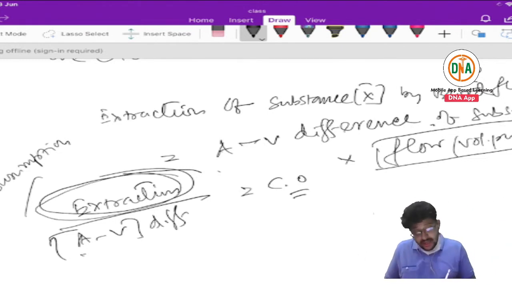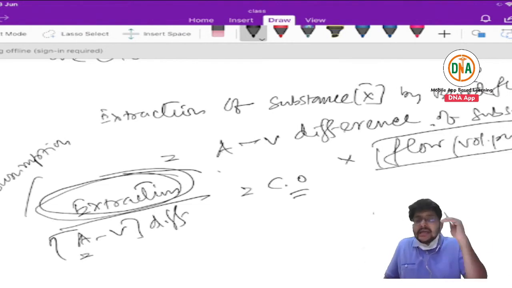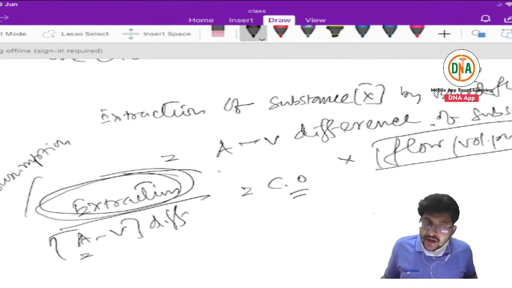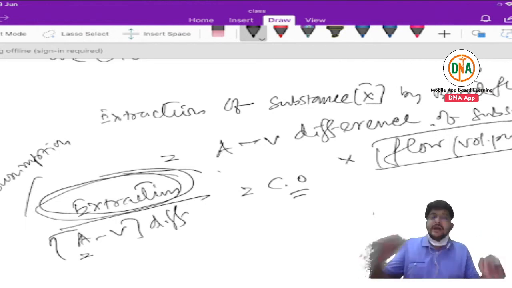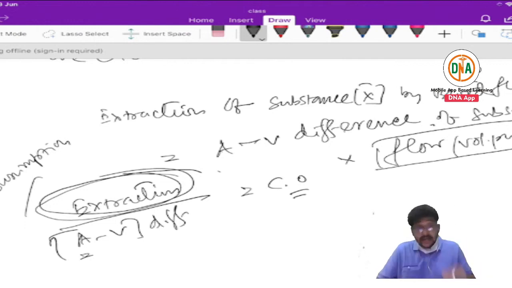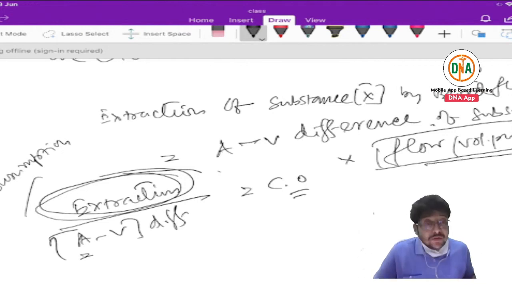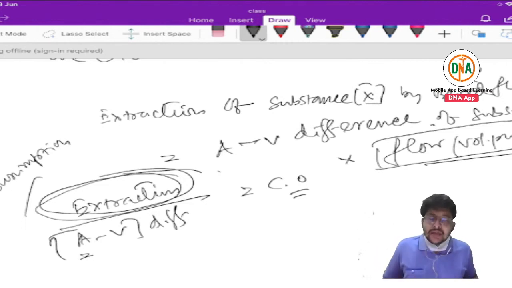Then the AV differences. Oxygen concentration in artery is 19 milliliter per 100 ml, whereas oxygen concentration in vein is 14 milliliter per 100 ml. So from here we get the AV difference. If you calculate from here, we can get the flow or the volume per minute, and volume per minute is the cardiac output. So that's the Fick's law by which we can get this.